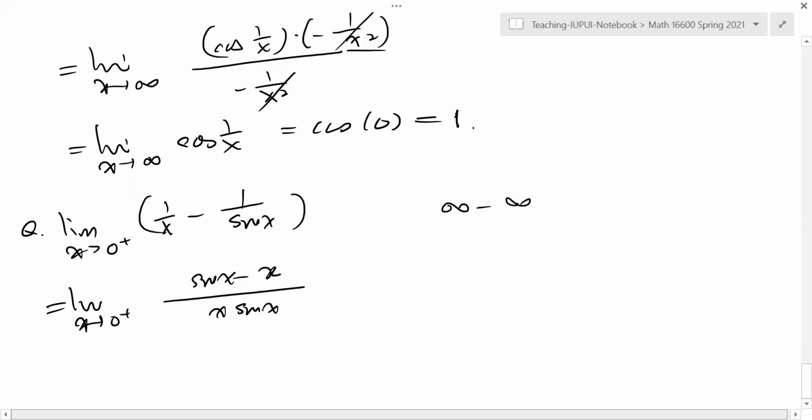If we plug 0 for x, L'Hopital's rule still holds for one-sided limits. I have to say that for the one-sided limit, x approaches 0 from the right. It's okay. So this is going to be 0 over 0 type.